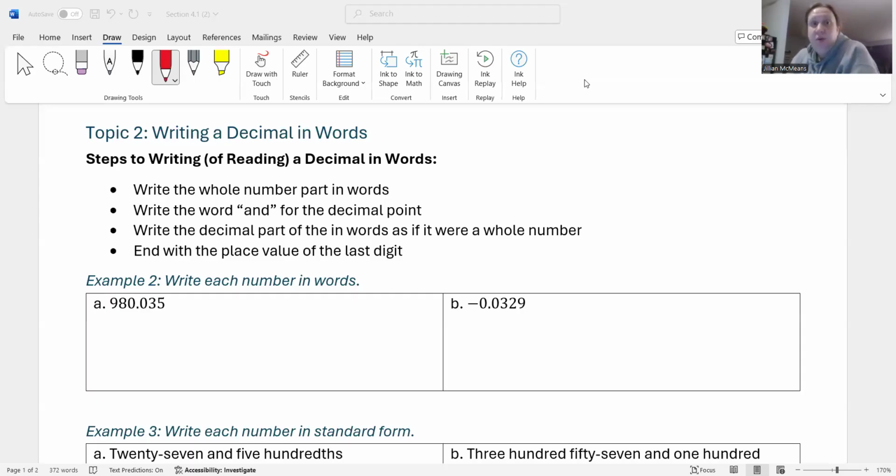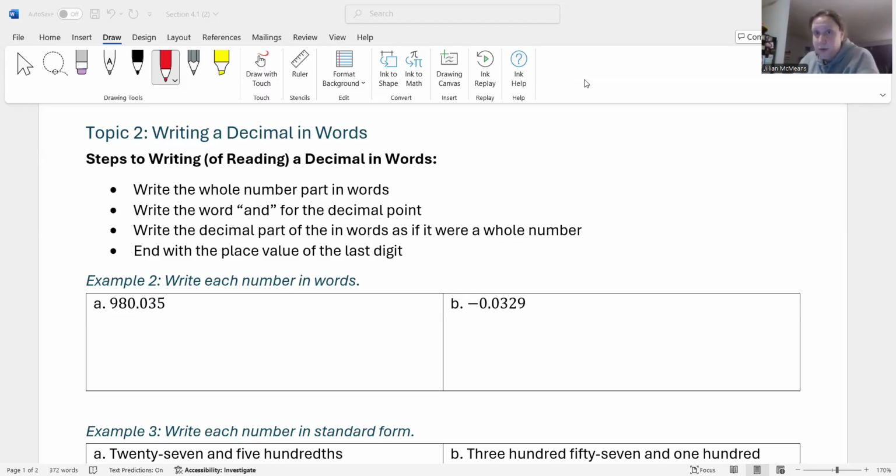In topic two, we're going to look at writing a decimal in words. I'm not going to get too bent out of shape about how formally we say or write our decimals. If you were to say 4.25, that's not the most technical, formal way you can say your decimal, but your point is made. With that said, though, you need to know the formal way to say and write decimals.